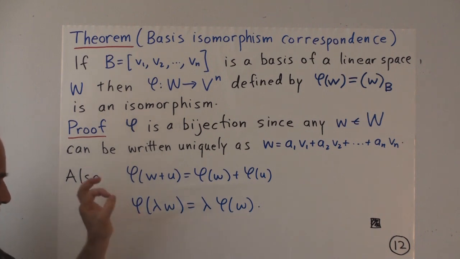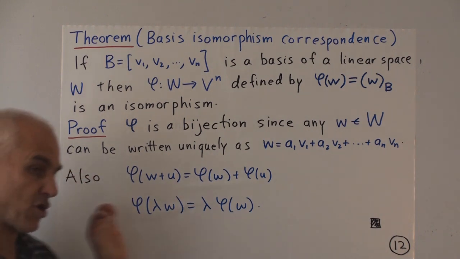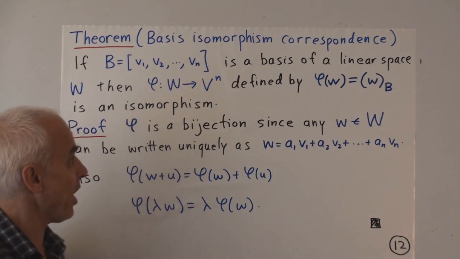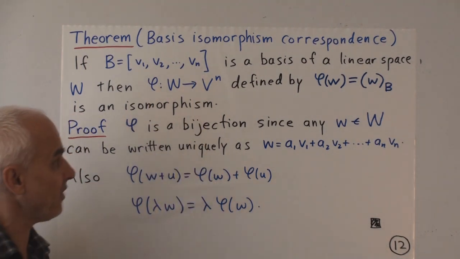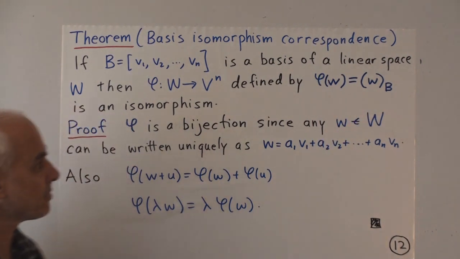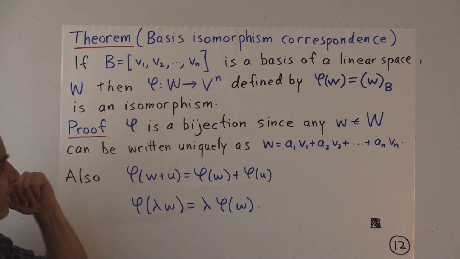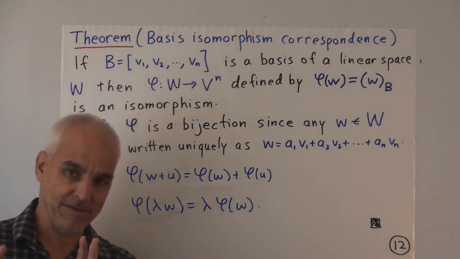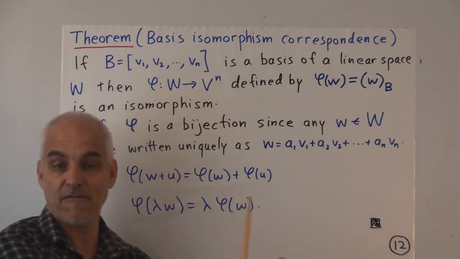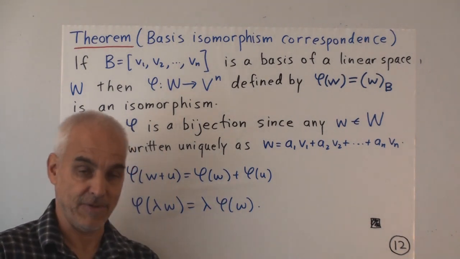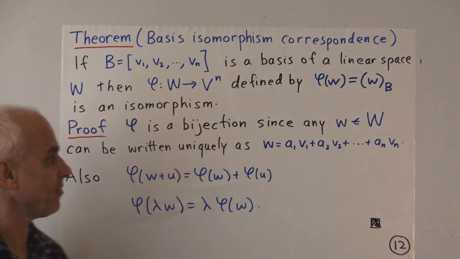So if you have a vector W in the space, you can write out the coordinate vector for it, just all the coefficients required to write W as a linear combination of these. That's what we mean by the coordinate vector. And the theorem is that this gives us an isomorphism. It's going from an element in W to a vector of dimension n, with n elements. And it's an isomorphism.